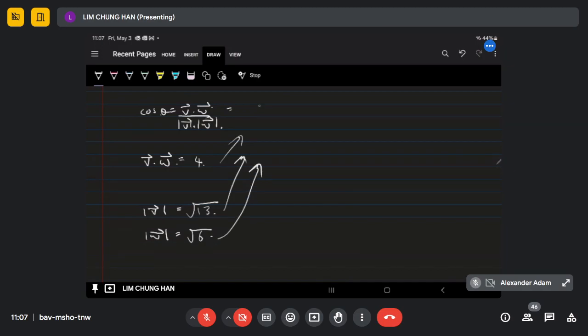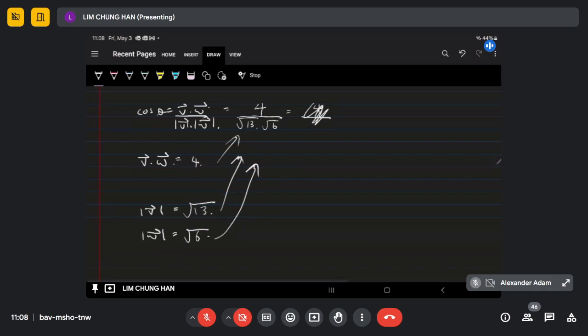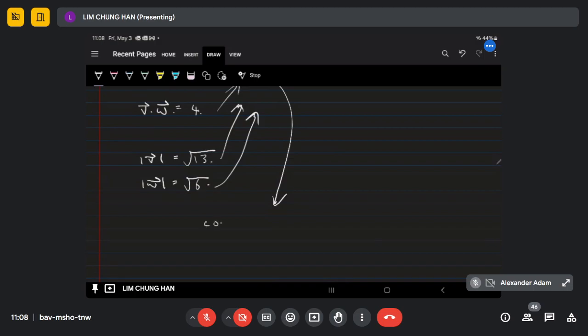You're going to get 4 over square root 13 times square root 6. Well, don't need to multiply it out. So basically, it is 4 over square root 13 times square root 6.